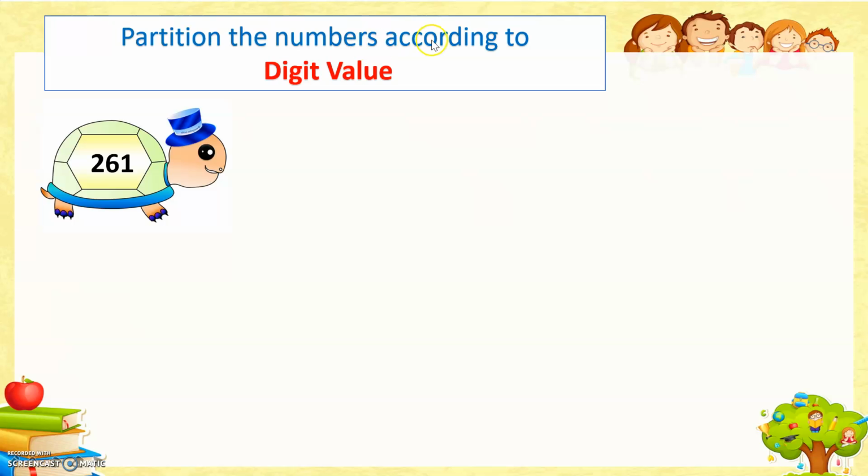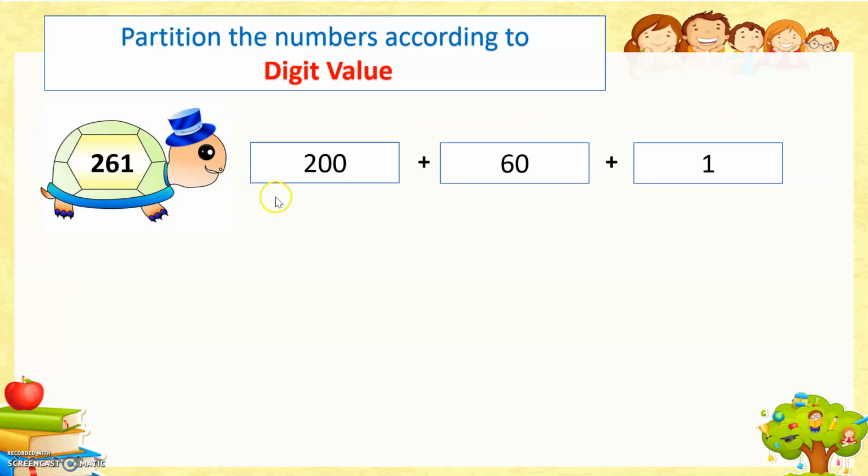Partition the numbers according to digit value. That means we will use digit value. All the values are in numbers. How many hundreds are here? 200. How to write 200? 200. Plus, how many tens here? 6. That means 60. How many ones? 1. 261.